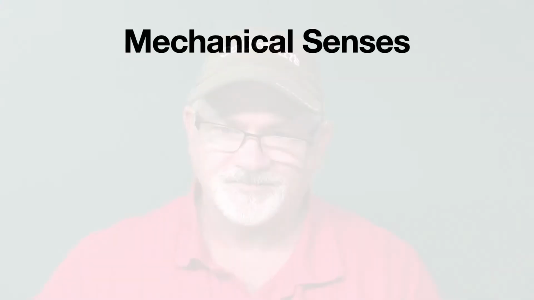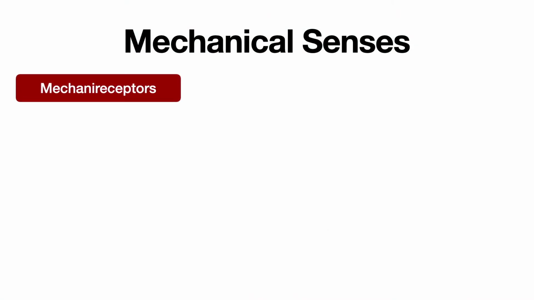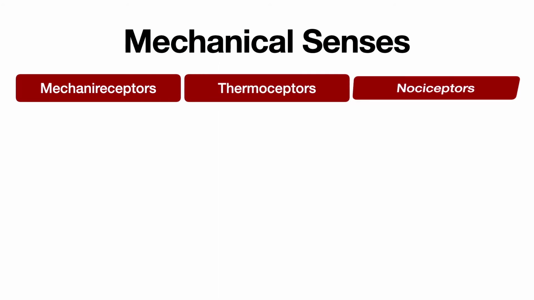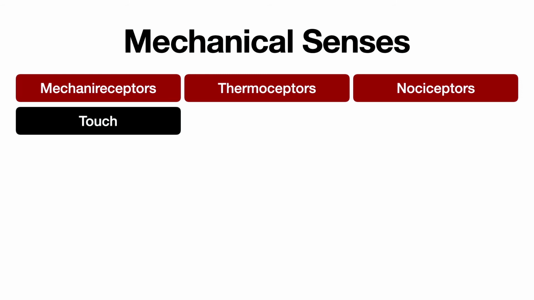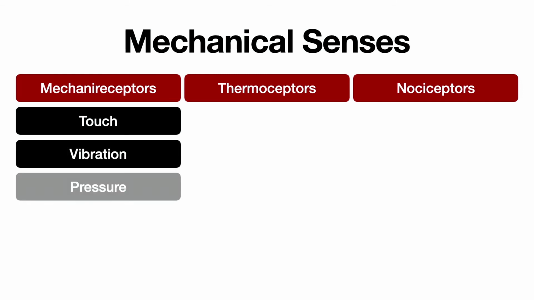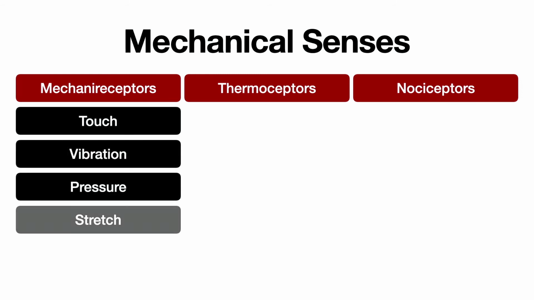Now, the next group of senses that we're going to look at are the mechanical senses. And these are made up of three different kinds of receptors: mechanoreceptors, thermoceptors, and nociceptors. Now, in mechanoreceptors, what we have: touch, vibration, pressure, stretch. These are the kinds of sensations that we have that are specifically from those kinds of sense neurons.